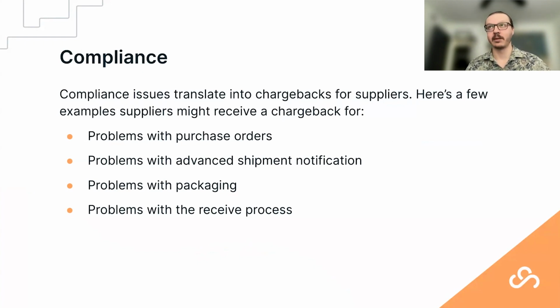And as far as examples or reasons why you might see a chargeback, it's going to be problems with purchase orders, things like problems with advanced shipment notifications or EDI transmissions, problems with packaging, which can include preparation or ships in its own container certifications, and then problems with the receive process. So things that can go awry when Amazon's actually receiving your inventory into their fulfillment centers. This again rounds out the broad categories of revenue loss types that we see at Amazon.